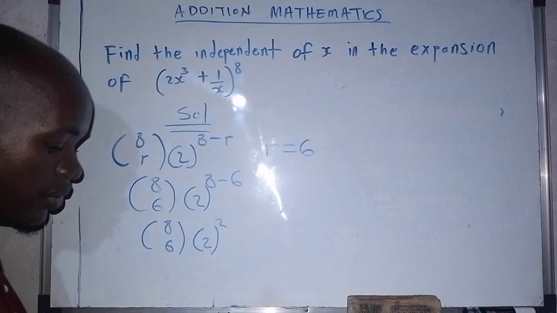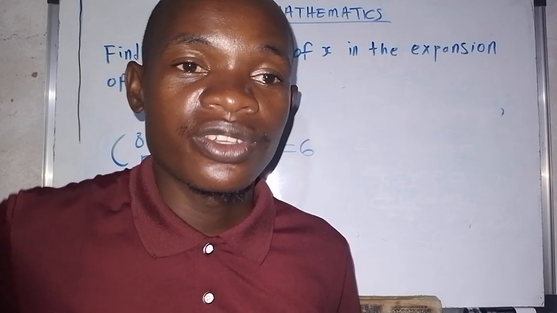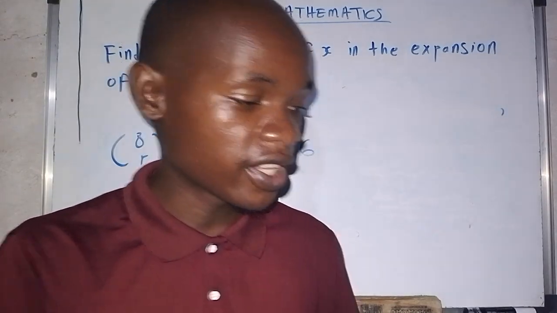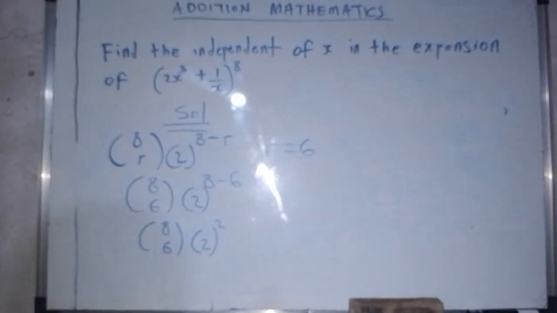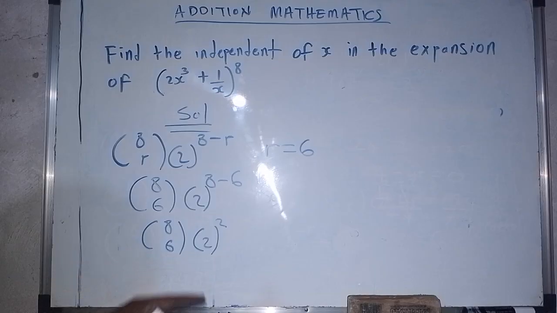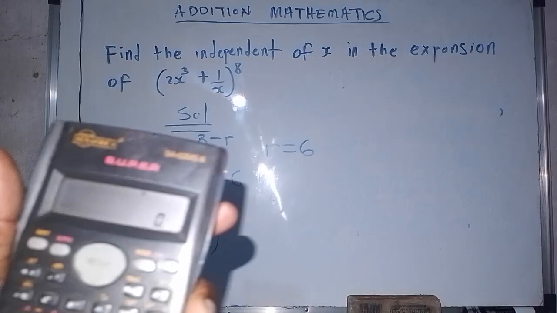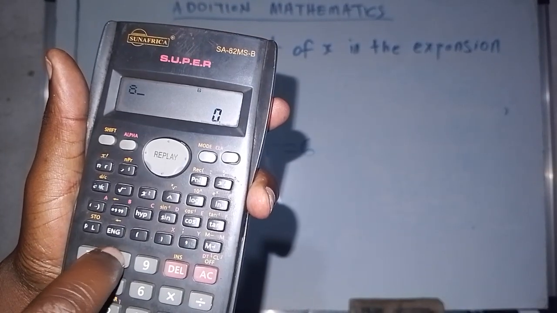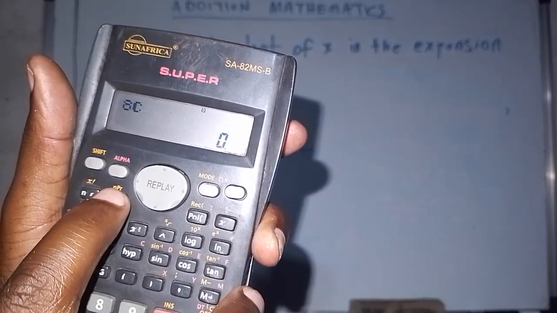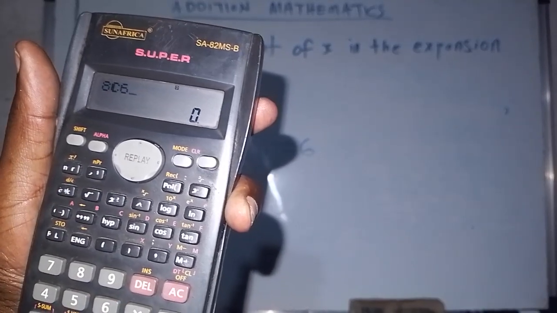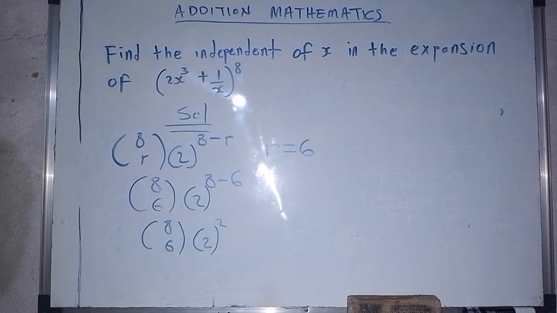Now when we reach this point, this is where we have to use a calculator. So get a calculator. This is my calculator. For this term 8 combined 6, I want to show you how it is done on the calculator. You start with 8, then the combined symbol is here where there is nCr. Then you just press 6. After that you press the equal sign. You find 28.